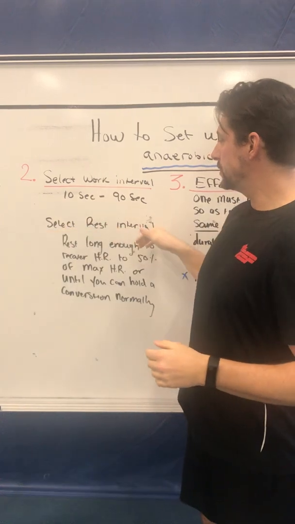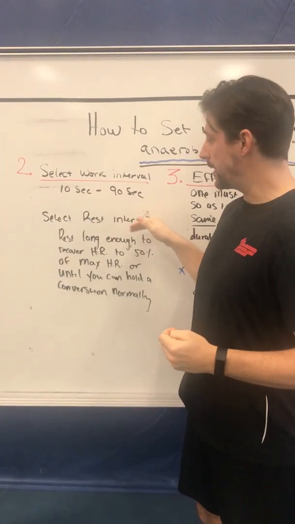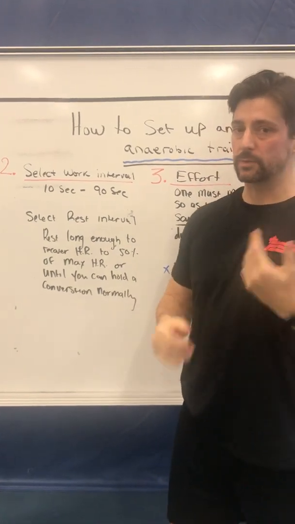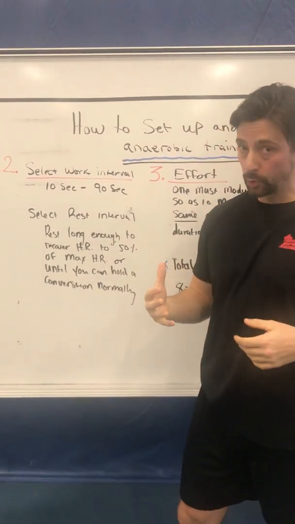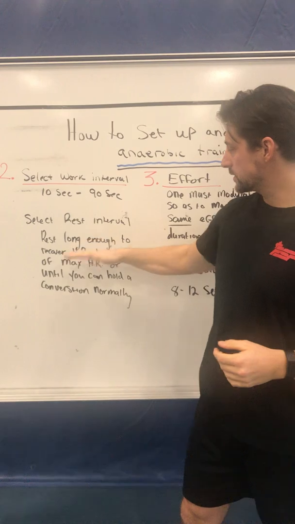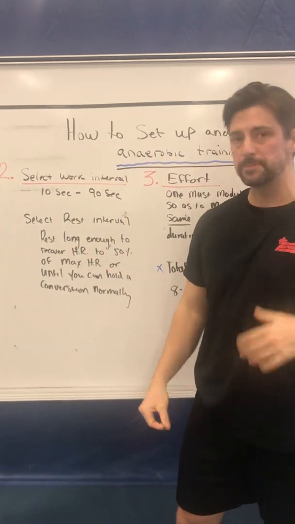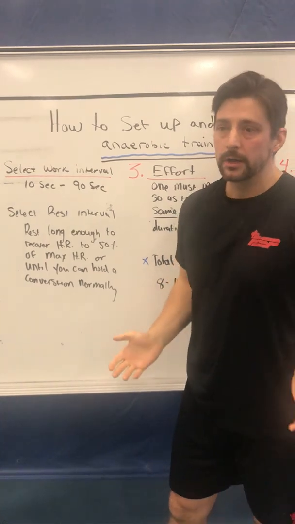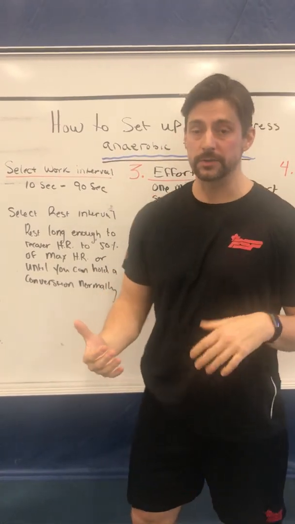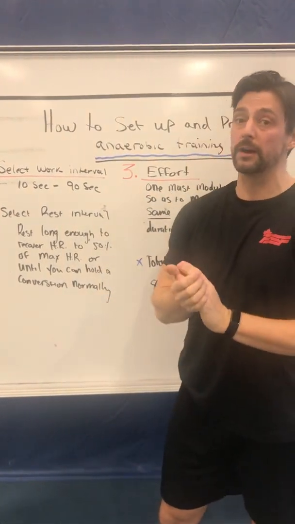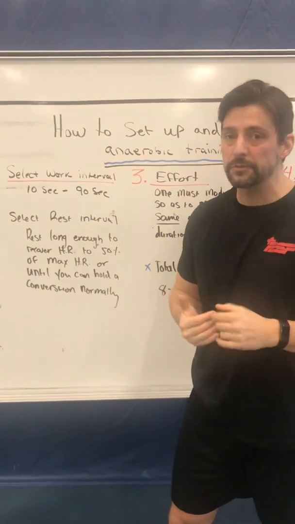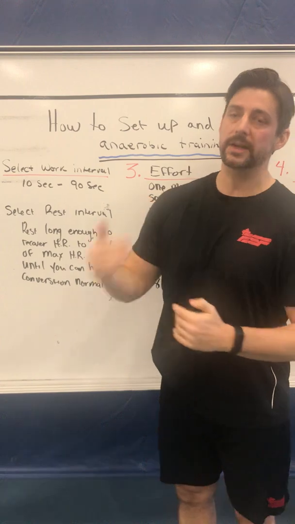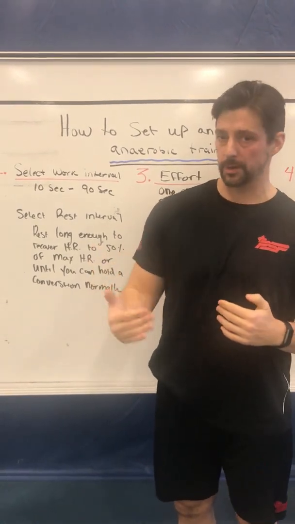The next step you would do in setting this program up is to select a rest interval. Now, based on fitness, the rest is going to be different. General rule is going to be rest long enough to recover your heart rate by about 50% of your max heart rate, or until you can carry on a normal conversation. See, the key here is that you recover almost fully from your anaerobic interval so that you can always engage your next work interval from an anaerobic place.